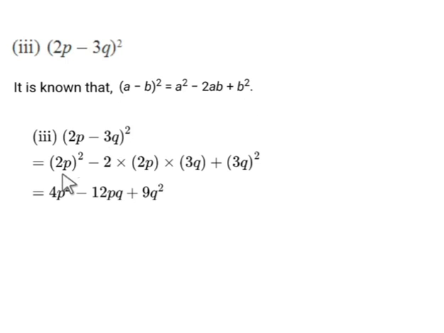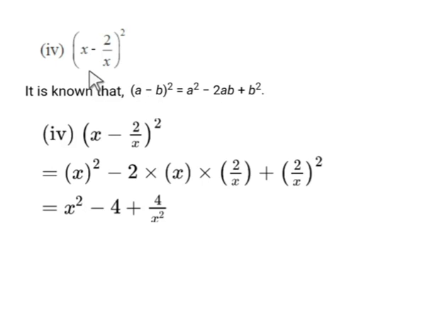So we will get a square, that is (2p)², minus 2ab, that is 2 into 2p into 3q, plus b square, that is (3q)². (2p)² is 4p², minus, multiply the coefficients now, 2 twos are 4, 4 threes are 12, 12pq, plus 3 square is 9q². Hence the expansion of the given example is 4p² − 12pq + 9q².